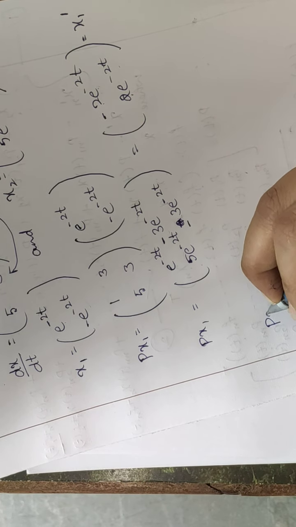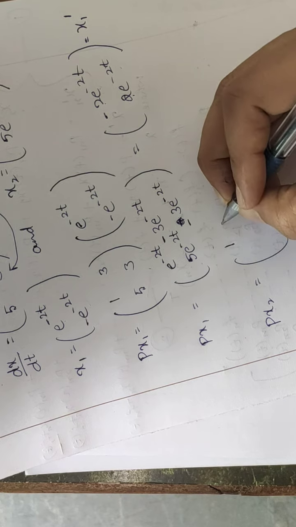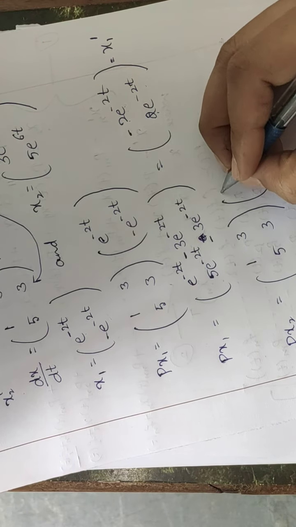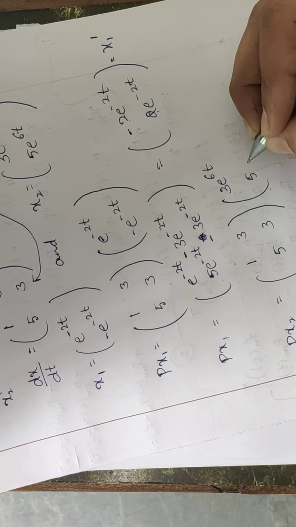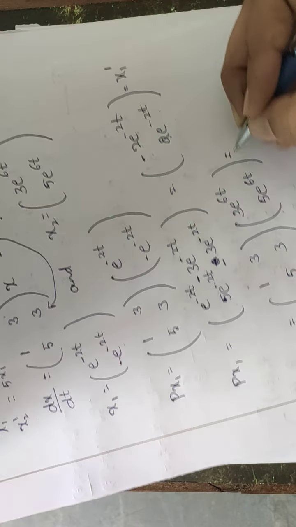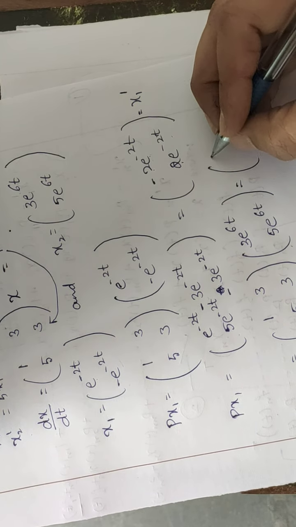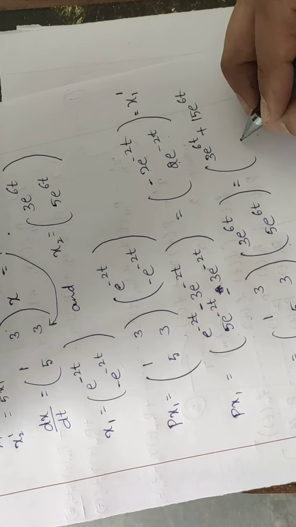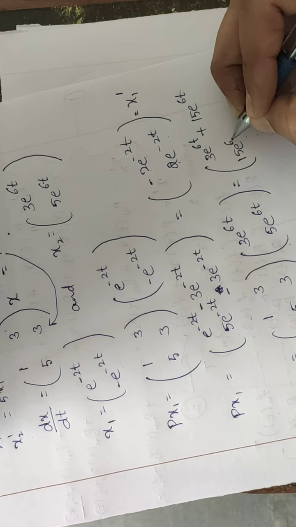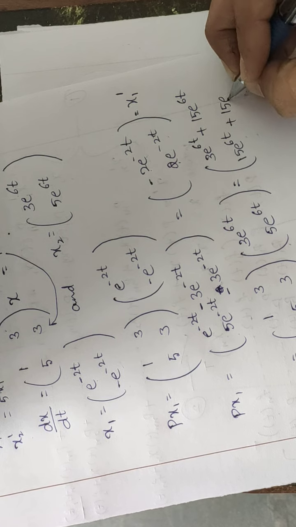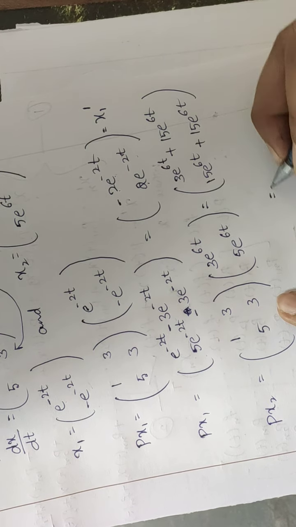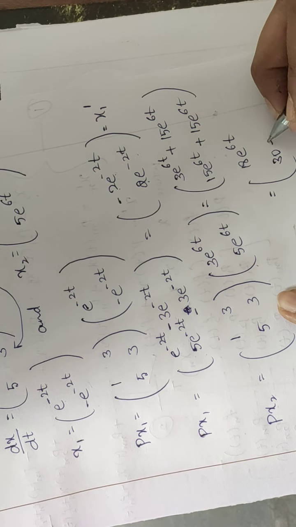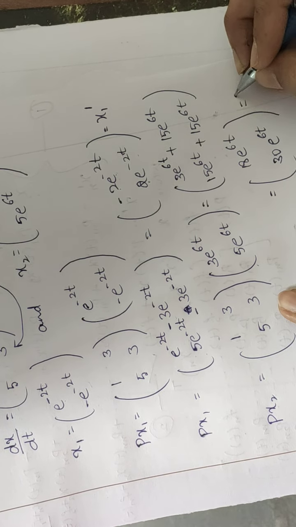So let's check for Px2 now. P is [1 3; 5 3], x2 is [3e^(6t); 5e^(6t)]. Multiply these two, you will get 3e^(6t) + 15e^(6t), 15e^(6t) + 15e^(6t). This is nothing but 18e^(6t) and this is 30e^(6t). So this is my x2 prime.